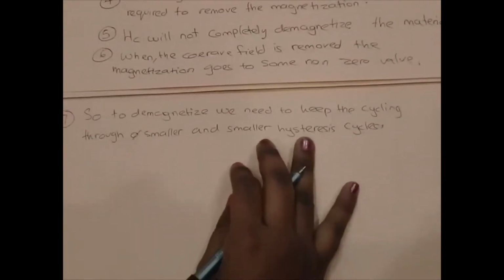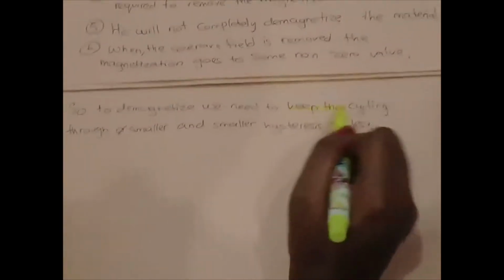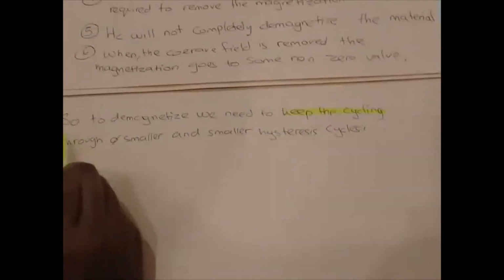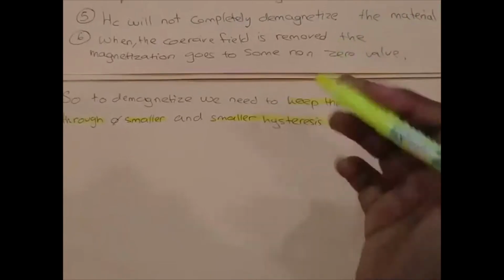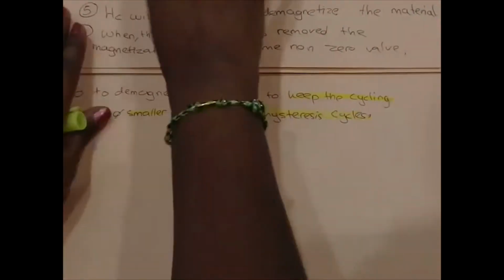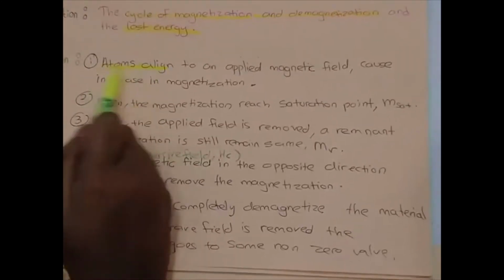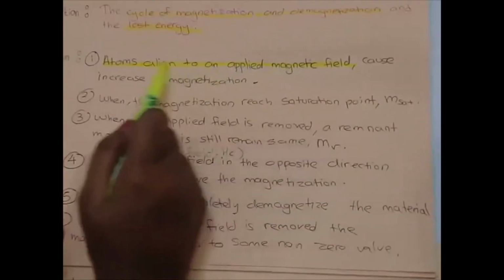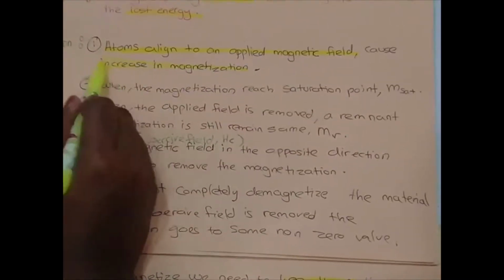So the key point is we need to keep cycling through the smaller and smaller hysteresis cycle. So now I would like to explain back all the points. First, the main point is that atoms aligned to an applied magnetic field cause an increase in magnetization.